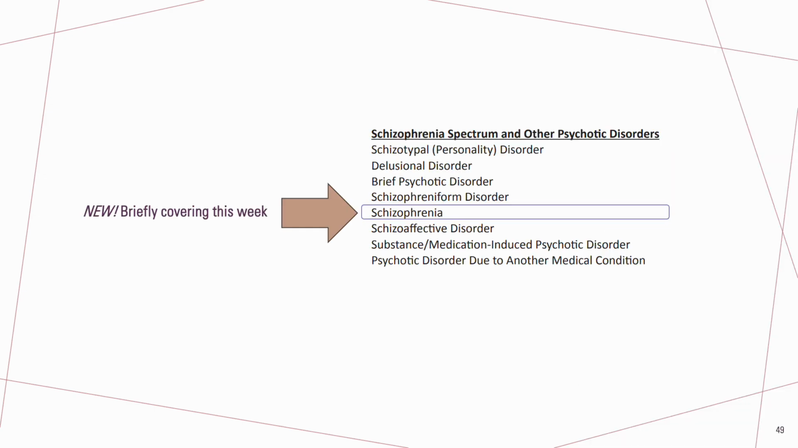So looking at this table of contents in the DSM, we're no longer in the neurodevelopmental disorders section, so we have finished with that. When we're talking about schizophrenia, we are actually talking about a different class of disorders, the schizophrenia spectrum and other psychotic disorders, and that includes this list of diagnoses. So what we're going to be covering today briefly is schizophrenia in particular.